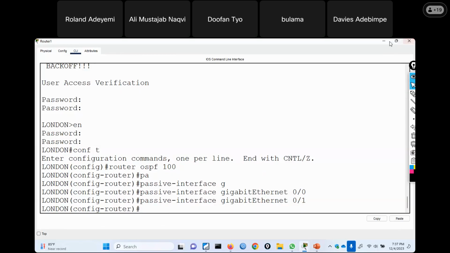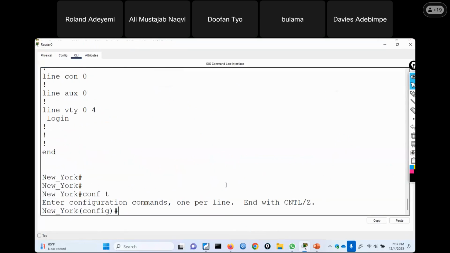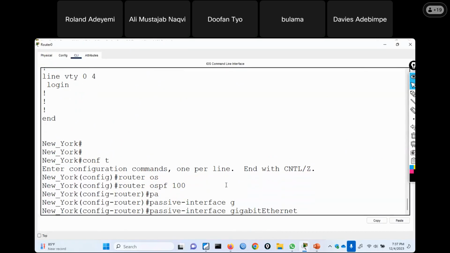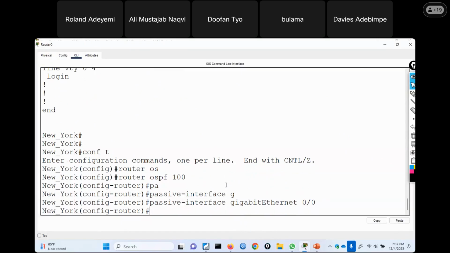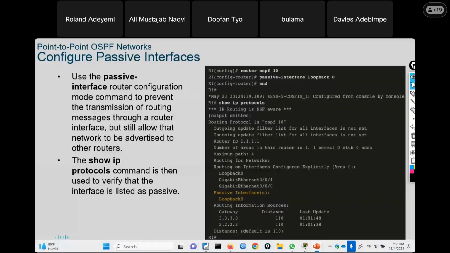Then I'll go to the New York router and do the same thing for my LAN port: router ospf 100, passive-interface gigabit 0/0. You see, do not send updates out of these interfaces. That is how you activate this. This is very important when you are configuring OSPF. The networks will be advertised, but updates will not be going out.